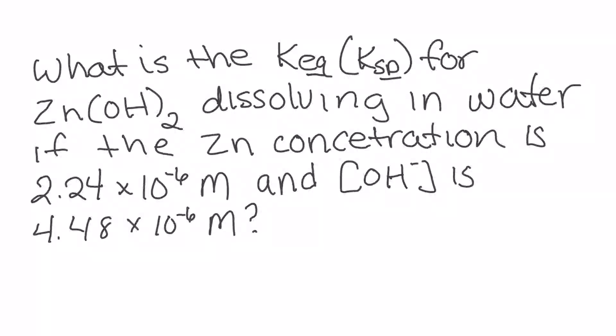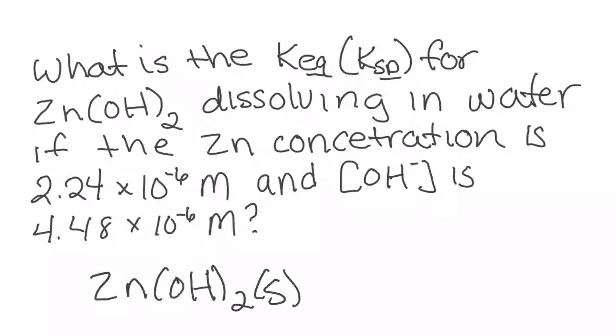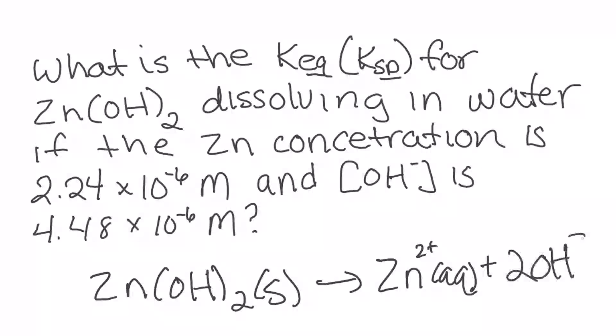So first of all, I need to write the equilibrium expression, but I need a regular equation to start with. So zinc hydroxide dissolving in water. So I have zinc hydroxide. It's a solid. And when it dissolves in water, we get zinc ions and hydroxide ions. And if it's saturated, it is at equilibrium, and I have arrows going both ways, right? So here we have the regular equation.